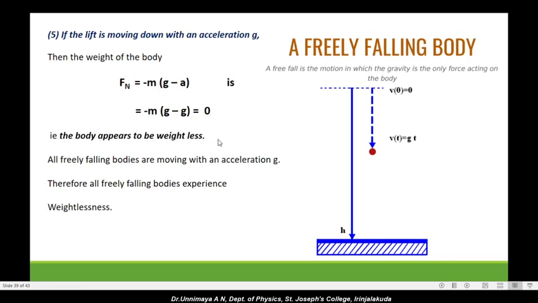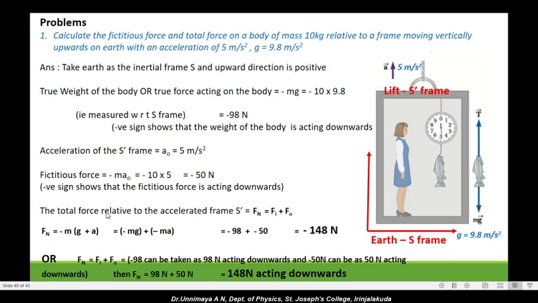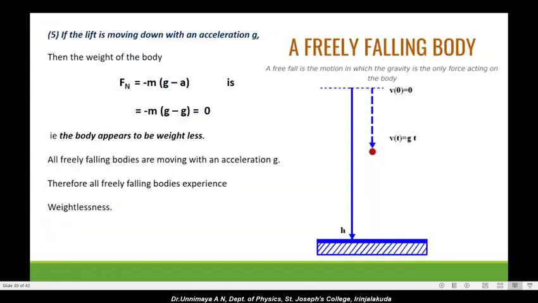Then it is equivalent to a freely falling body. In the case of a freely falling body, all freely falling bodies are moving with acceleration g. Therefore, all freely falling bodies experience weightlessness. Okay.